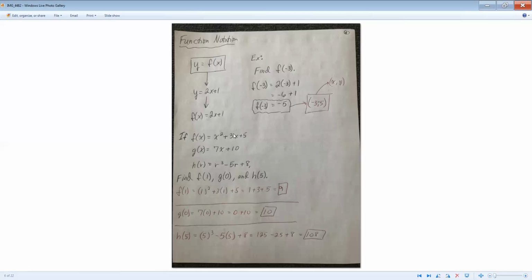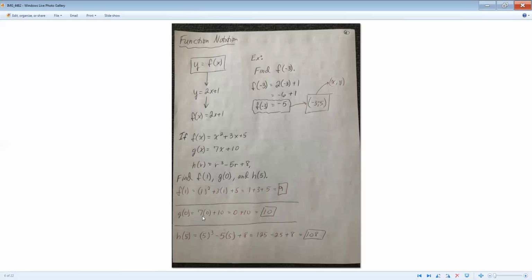So if I have f of x is equal to x squared plus 3x plus 5, g of x equal to 7x plus 10, and h of r equal to r cubed minus 5r plus 8, and I wanted to find f of 1, g of 0, and h of 5, I will plug those numbers into their respective functions. So f of 1, I'll plug 1 into f of x. That'll be 1 squared plus 3 times 1 plus 5. That'll be 1 plus 3 plus 5, and that will be 9 as my final answer.